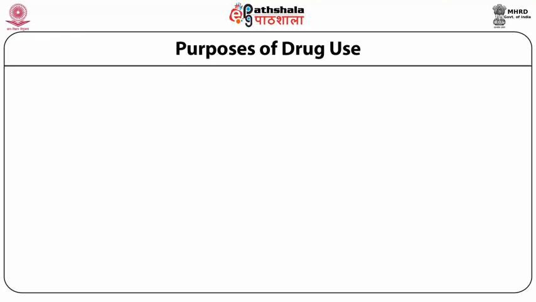Before we move further, we should know the purposes for which drugs are being used. Basically, they can be categorized into 4 uses. First one is diagnosis, where barium sulfate, the common chemical used to fill up the gastrointestinal tract in X-ray, also called barium milk X-ray, is used to diagnose peptic ulcer.